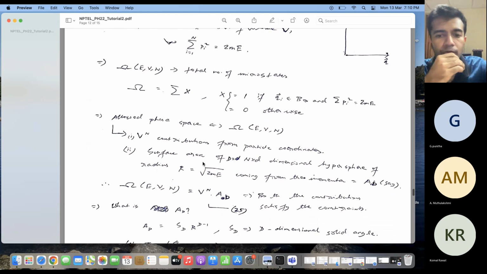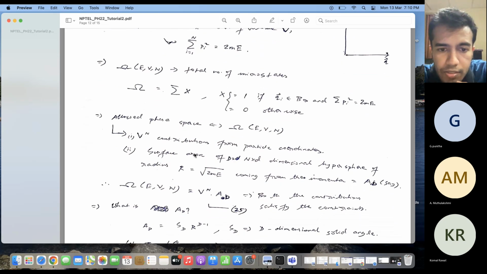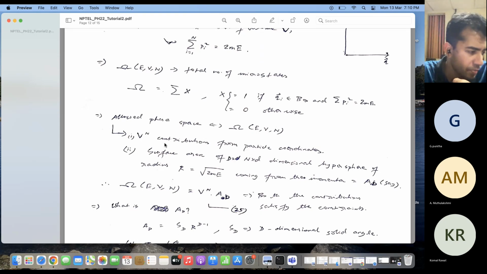Okay, so how do I go about this now? There are the contributions from the particle coordinates. So I have n particles and the volume of my box is v. Now these n particles can be in any position inside the box, and they can be arranged in different positions in v to the power n number of ways. So this is one contribution to omega.